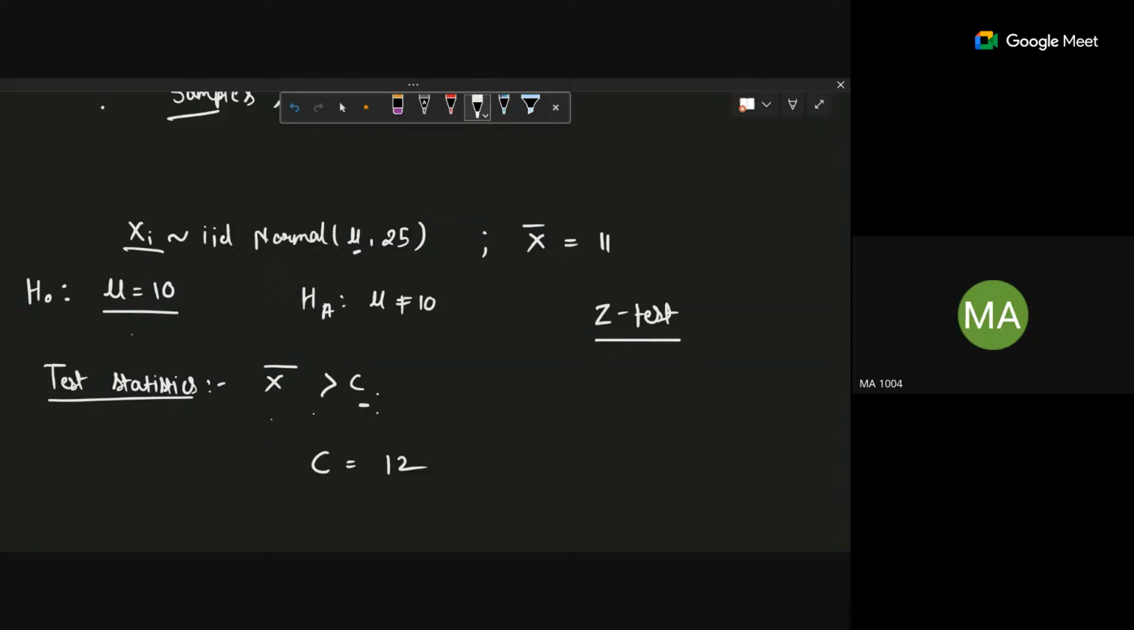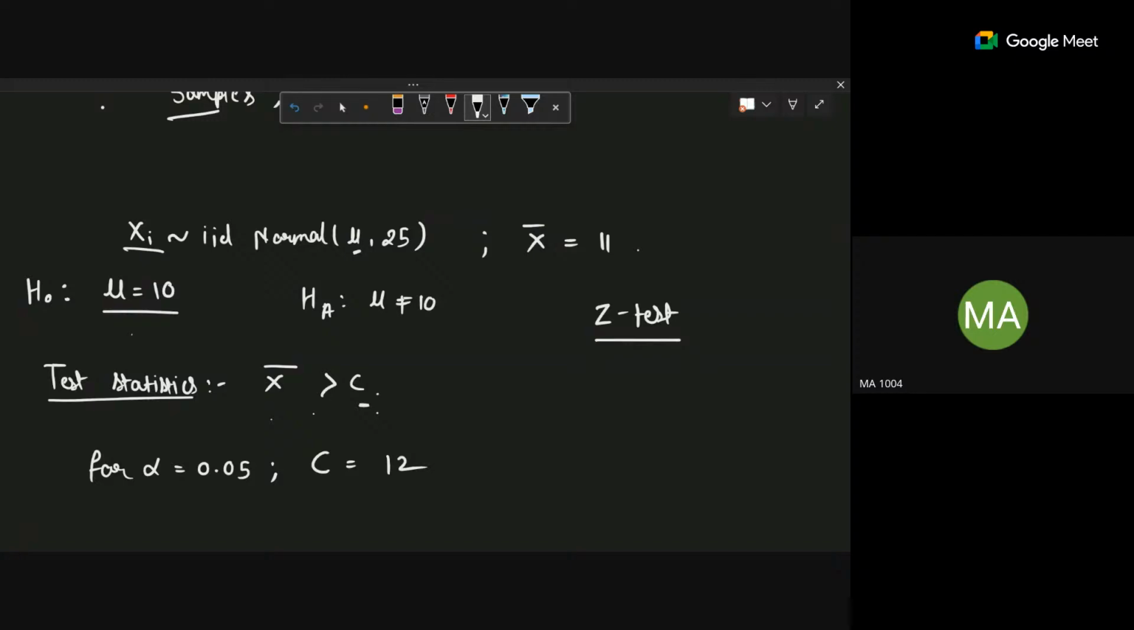Xi is our normal random variable whose sample mean is 11, and mean equal to 10 is our null hypothesis, and not equal to 10 is our alternative hypothesis. Then the test statistic is x bar greater than c, and c is equal to 12 for, let's say, alpha equal to 0.05. At significance level 0.05, we got c equal to 12. Now, what will be your conclusion based on this?